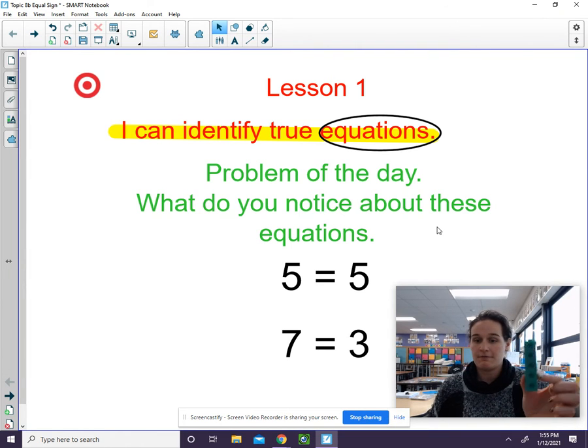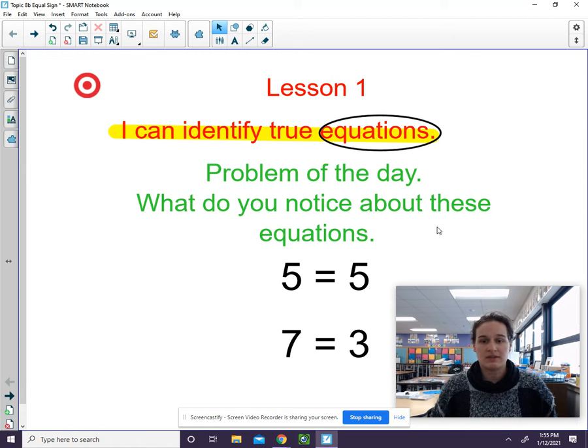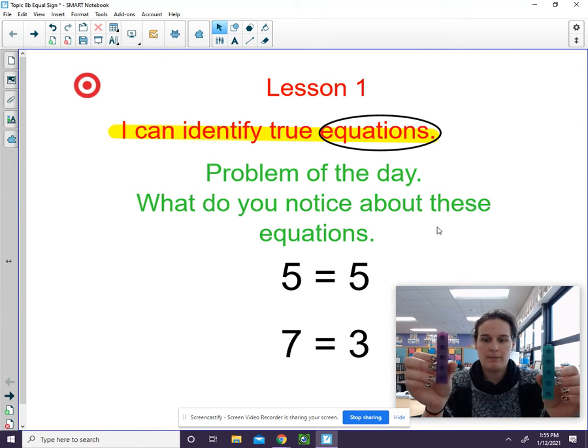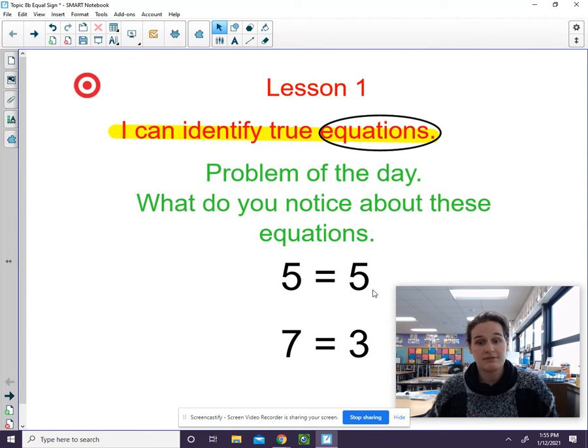So I have 5 cubes here and 5 cubes here. Those are the two numbers on both sides of the equal sign. I'm going to compare the two. Are they the same? They are the same. If they're the same, they're equal. So 5 does equal 5. We can see that here.